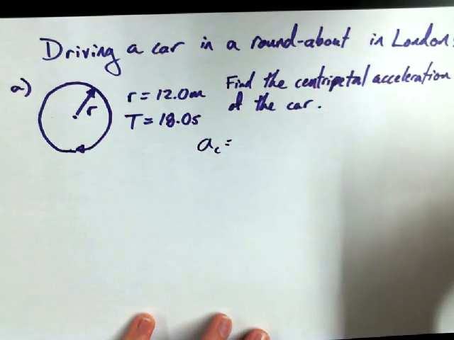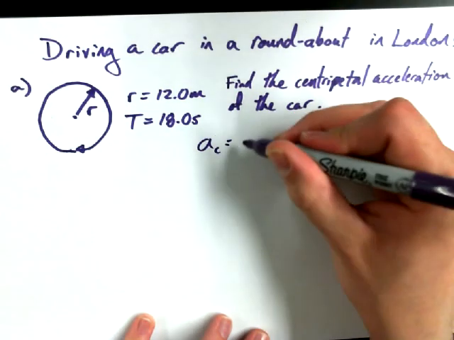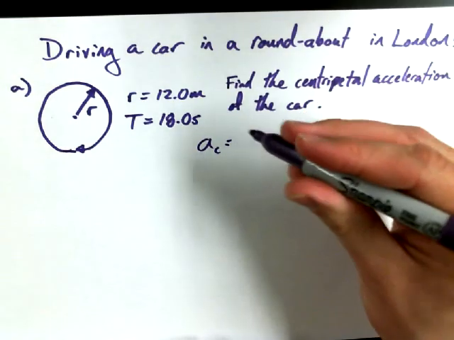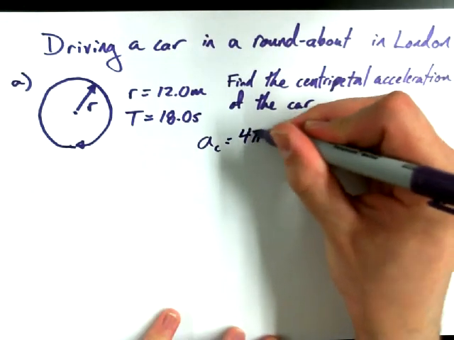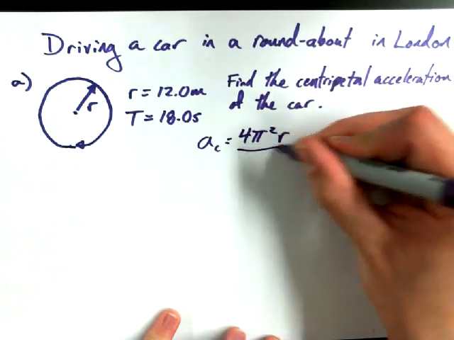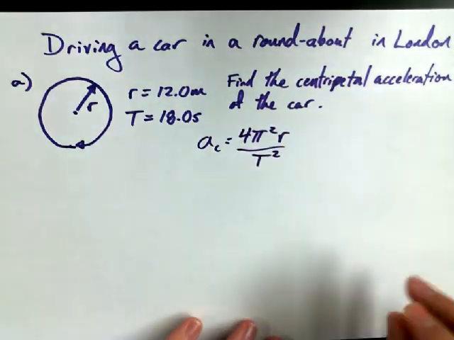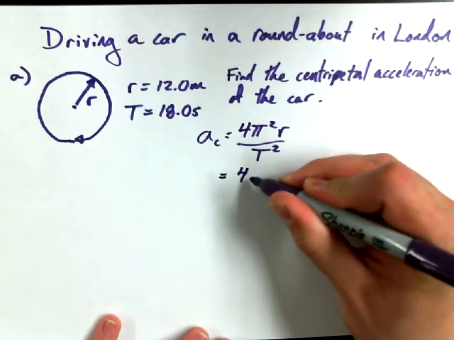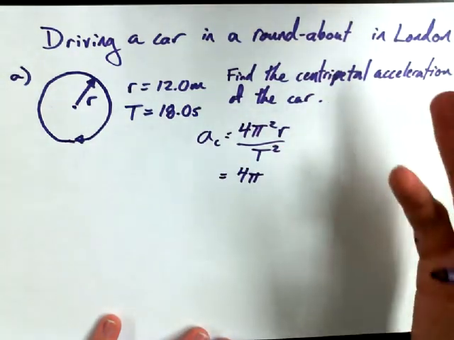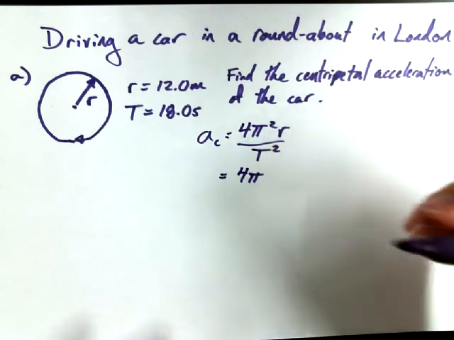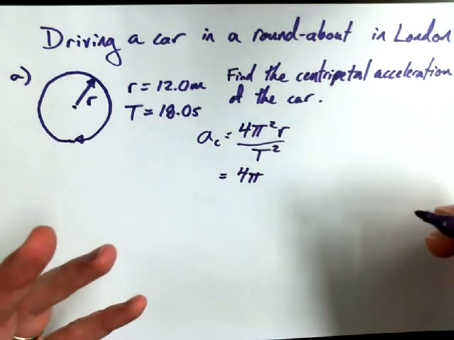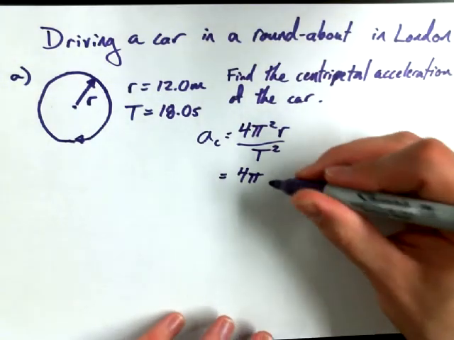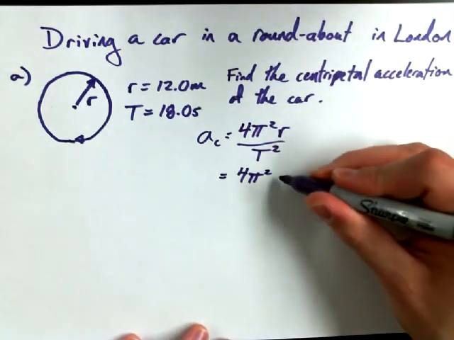a_c equals... Well, not 2 pi r over period. 4 pi squared r? Yeah, 4 pi squared r over period squared. All right, and we could sub in our values. Remember, never write 3.14 or even 3.14159 or some crazy thing like that. Just hit the pi button on your calculator, okay? You want to keep this as precise as possible.